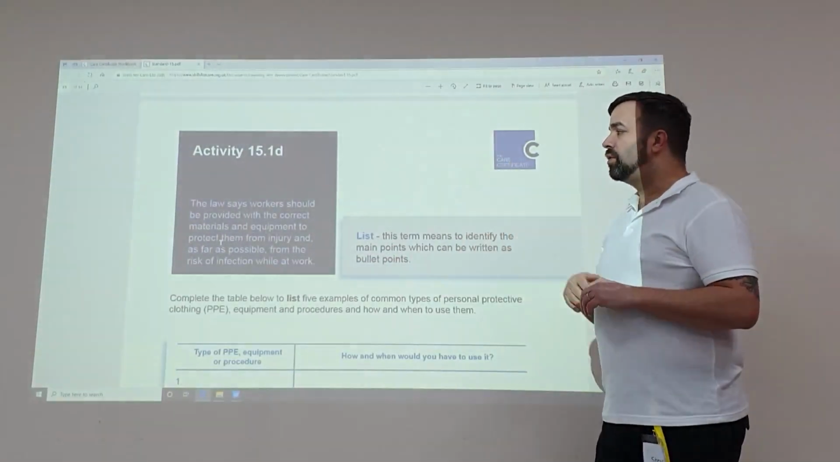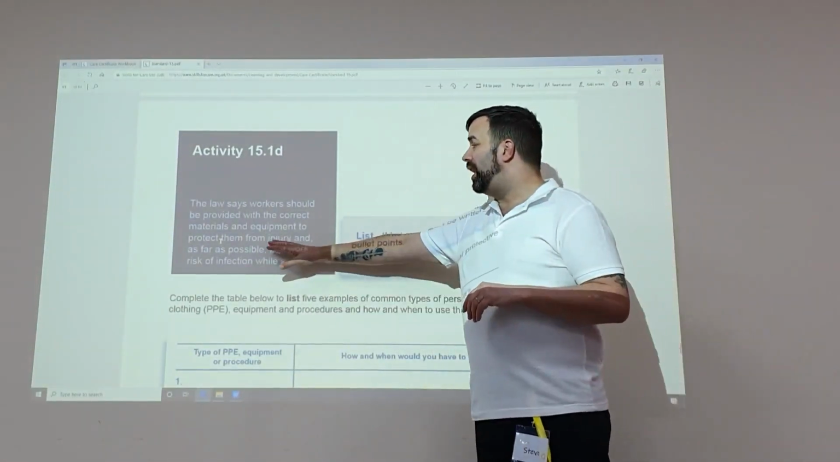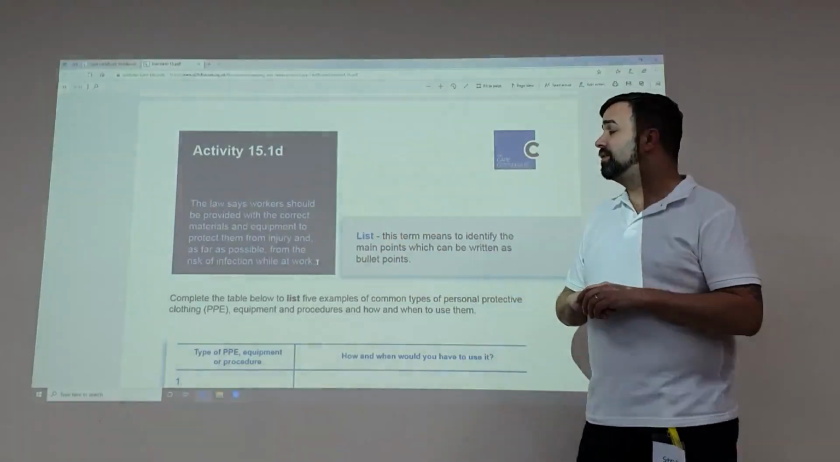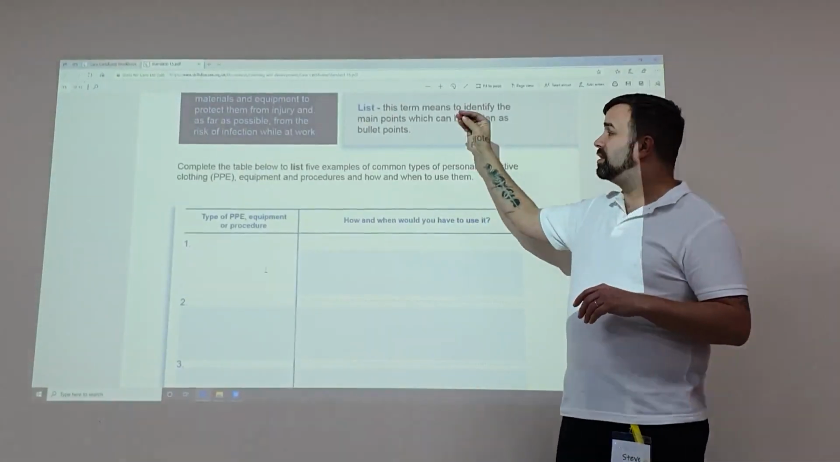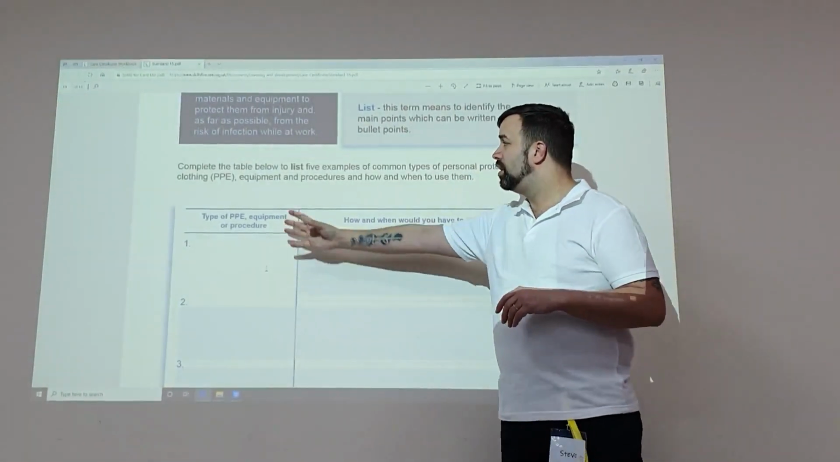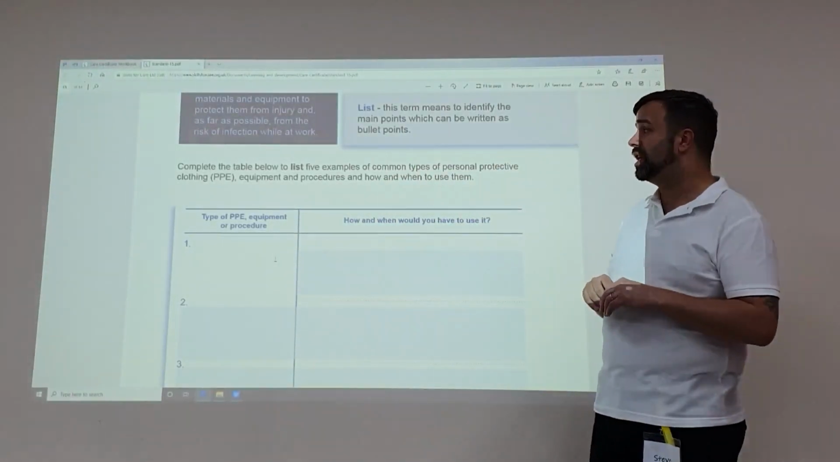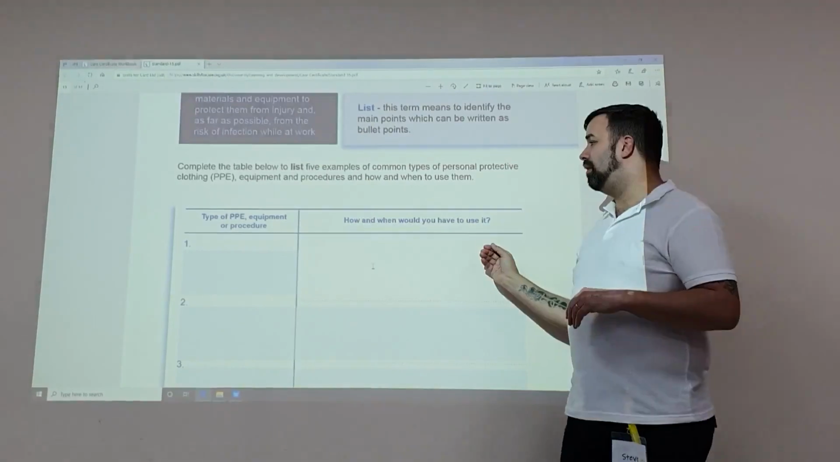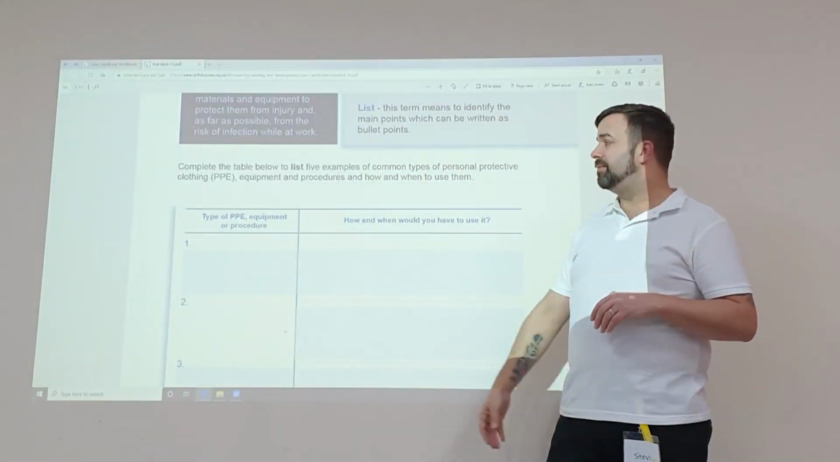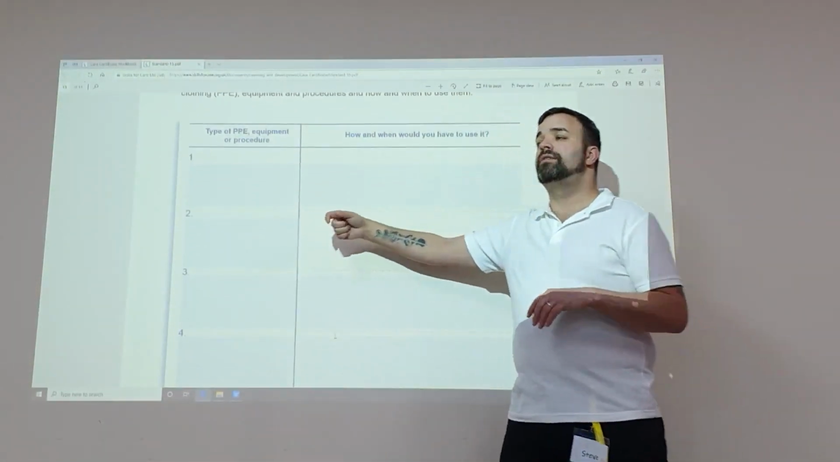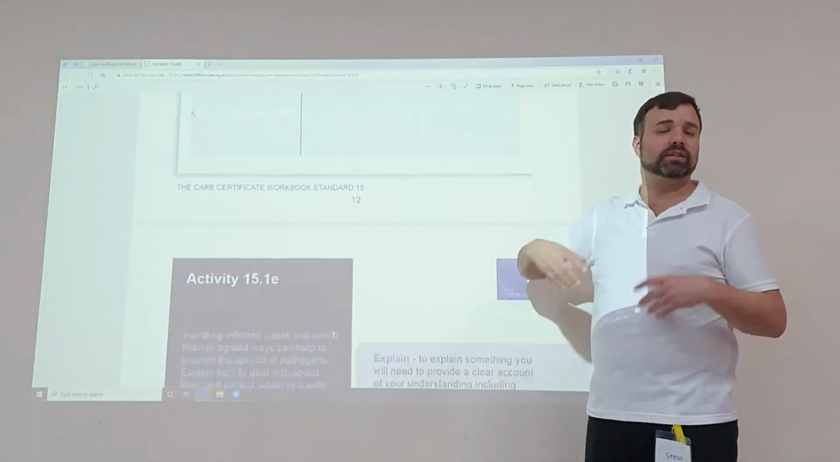We'll move on to what the law says about PPE, and again protecting people from injury as far as reasonably possible by reducing the risk of infection. So here, complete the table, think of five examples of types of personal protective equipment, what they are and how and why you use them. For example, I would use gloves when dealing with soiled linen.